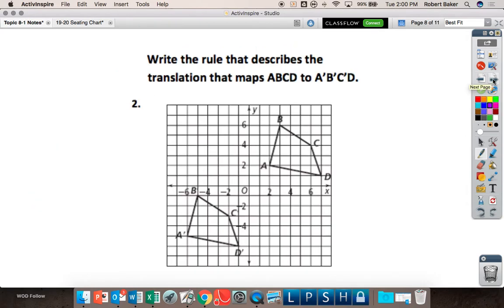Ooh. What is that shape? I don't even know. Ooh. That's just a quadrilateral.